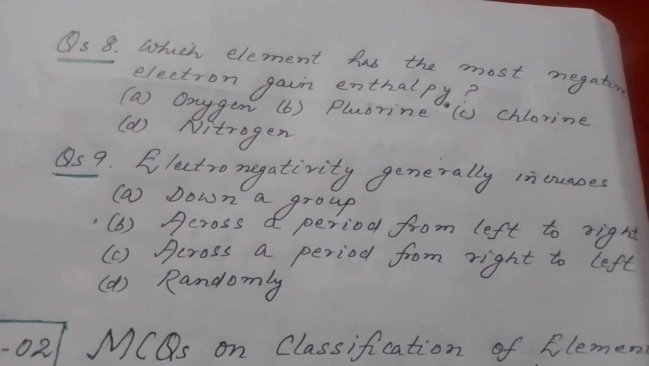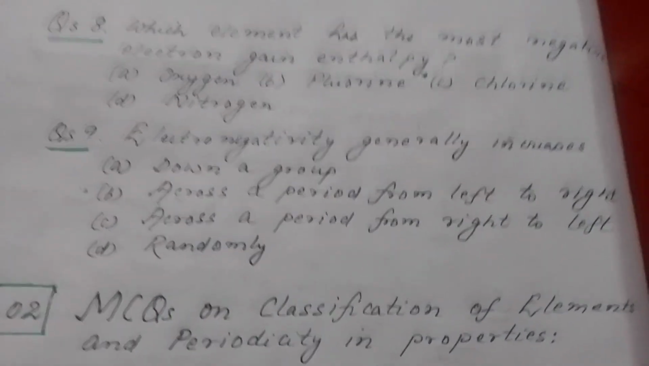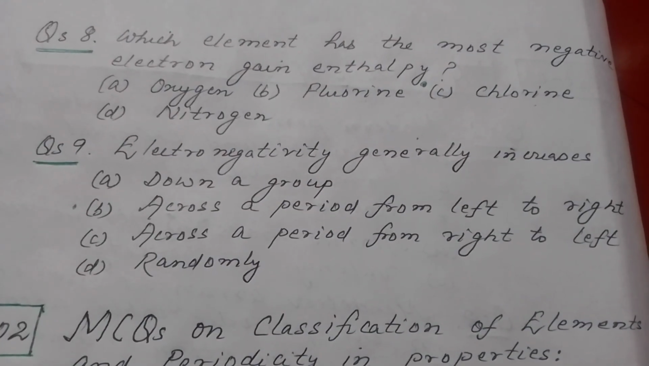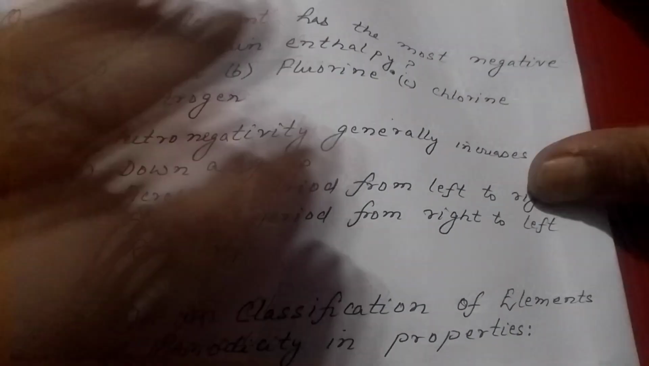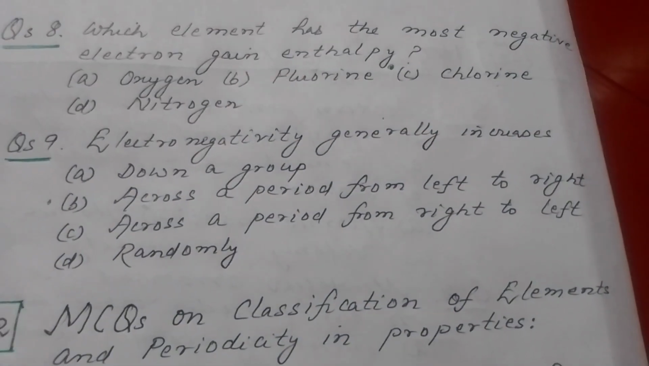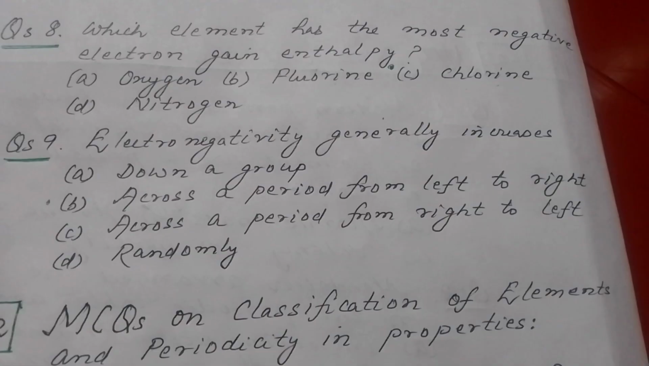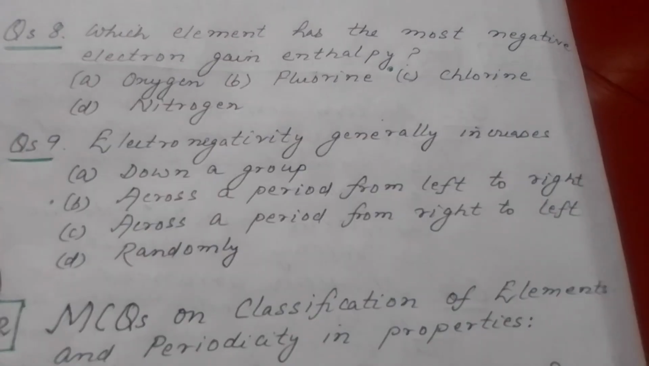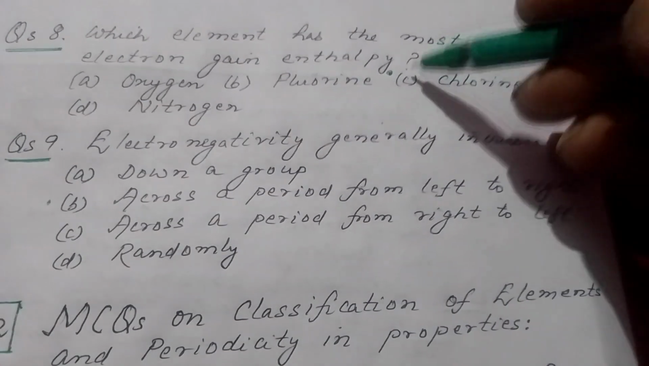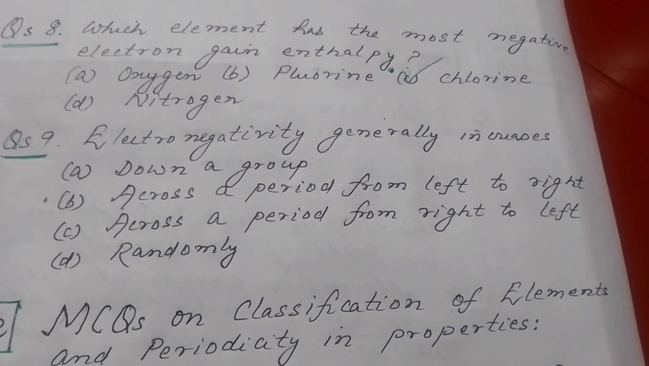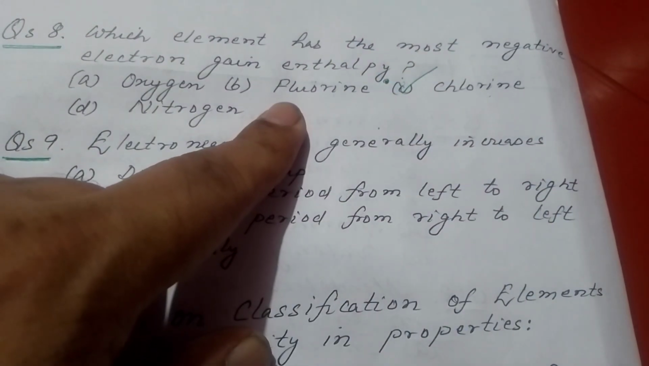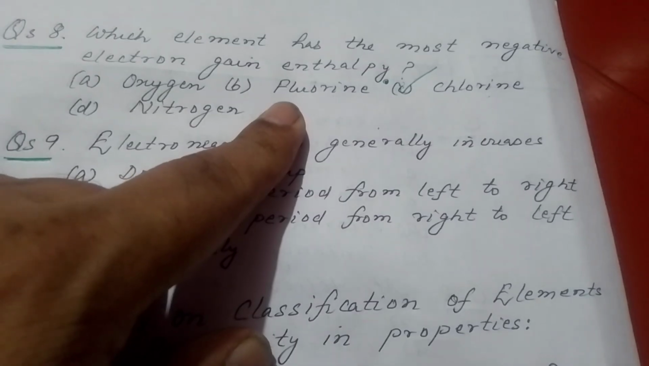Now let's come to the last 3 and focus and try to wind up this particular session. Now let's come to 8. Which element has the highest negative electron gain enthalpy? See, there is a difference between electronegativity and negative electron gain enthalpy. Now here chlorine is the correct answer, because fluorine has the smallest atomic radius among the halogens.